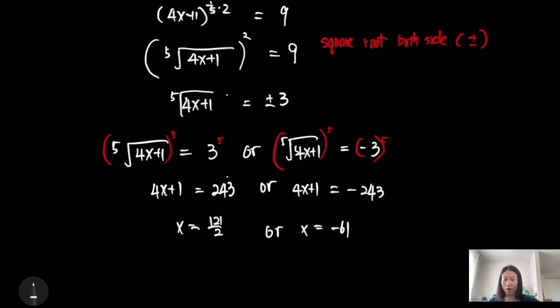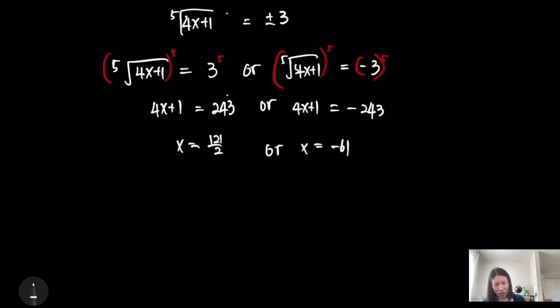You can solve it by yourself. I'm going to skip the steps because I would like to use that time to show more examples of how to do the fractional exponent. So I have (3x - 2) to the 3/4 equals 64.